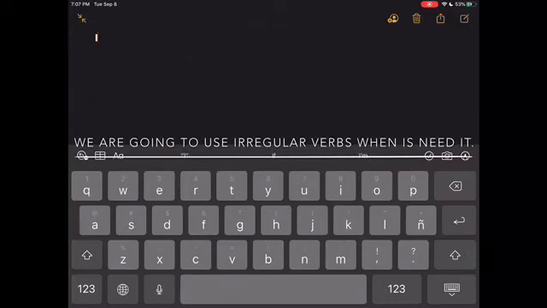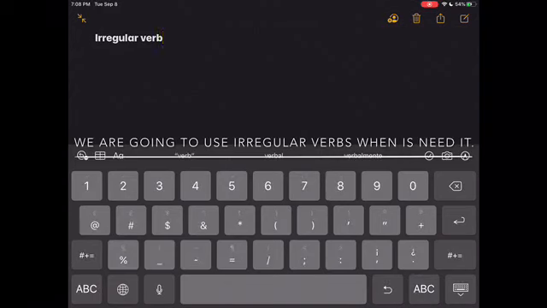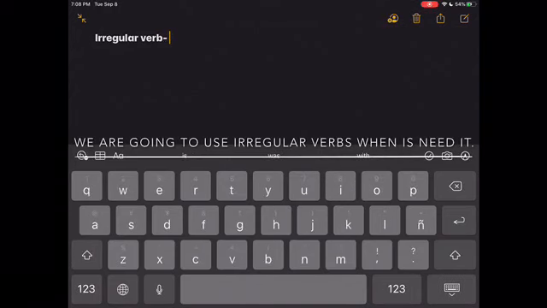And now we're going to be working with the irregular verb. Okay, this one is a little bit tricky, so you need to pay attention, and if you have any questions or doubts, you need to tell me, because it's a little bit tricky, and if you don't know how it works, it's going to give you a headache.